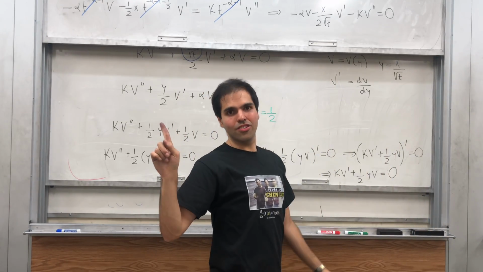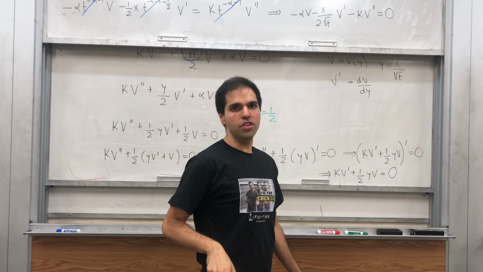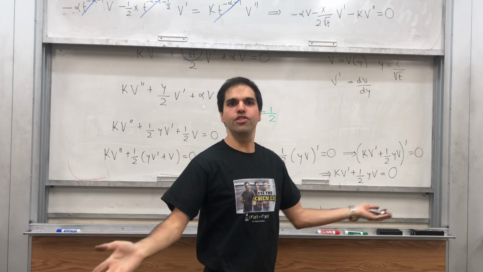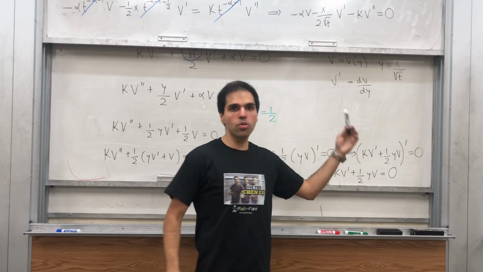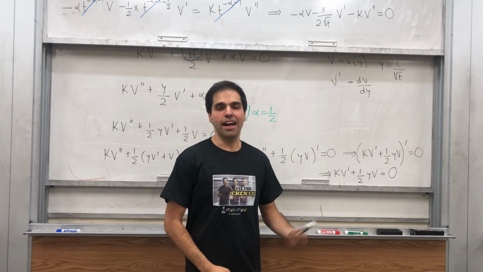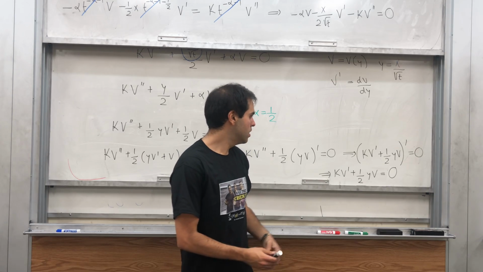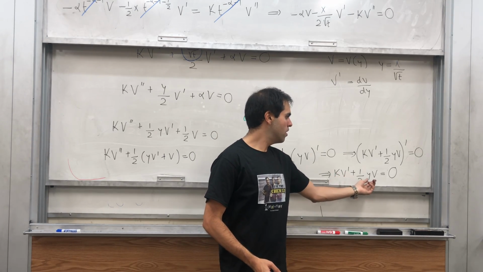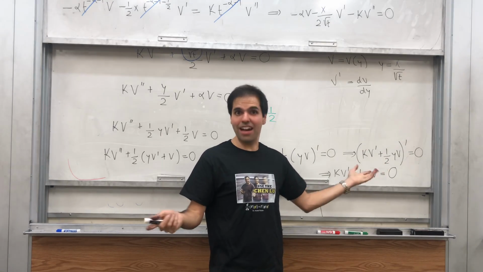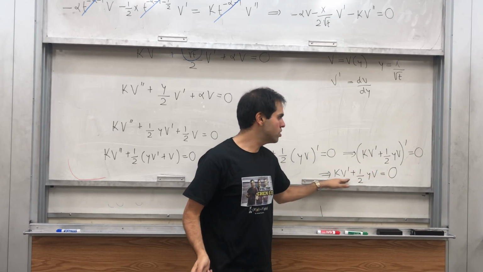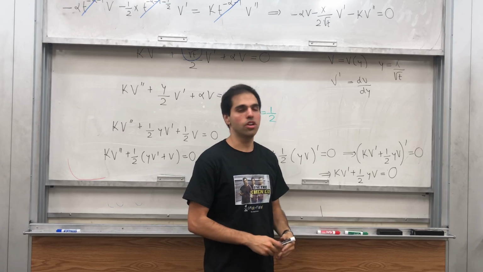If you don't like this argument, you could also argue, well, assume in our physical problem that v prime and v go to 0 fast enough as y goes to infinity, then y v goes to 0 if v goes to 0 fast enough, and then you just get 0 equals c, so your constant is 0.